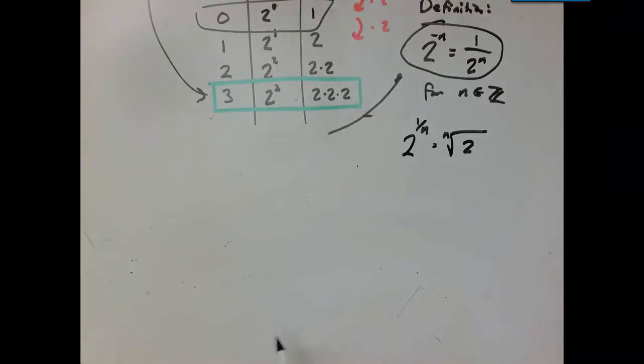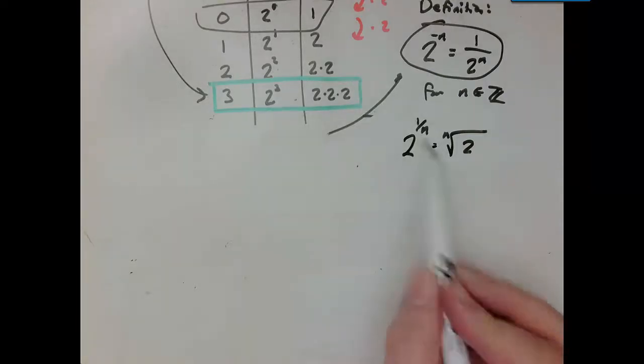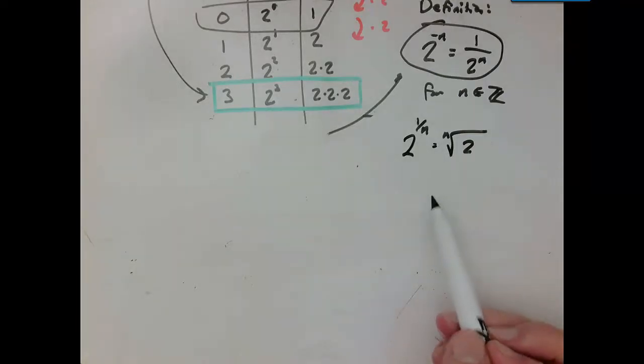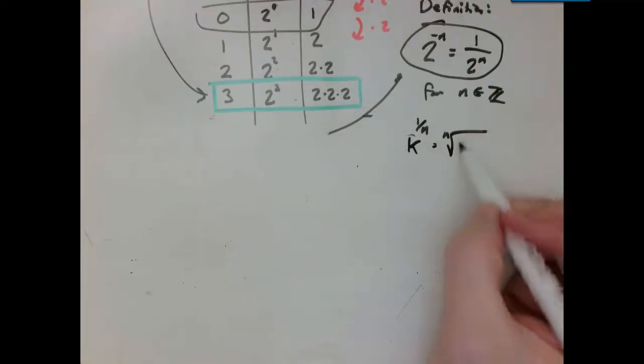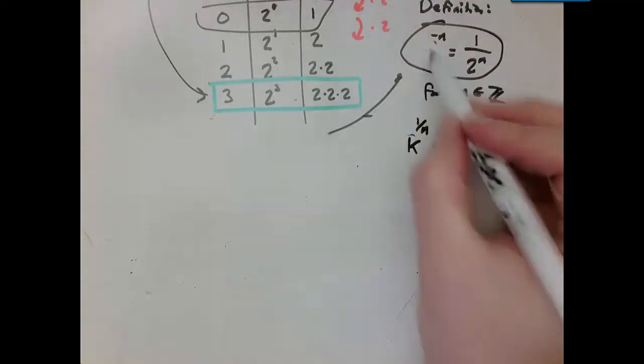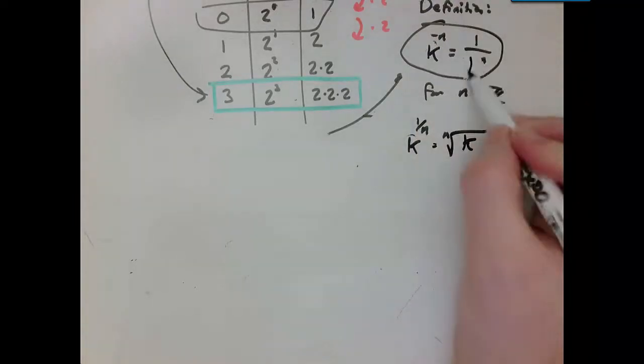So we can generalize that to a new definition. 2 to the 1 over n should be the nth root of 2. And of course, this is not general because I'm using 2 here. We could have k, and then up here we could have k and k.